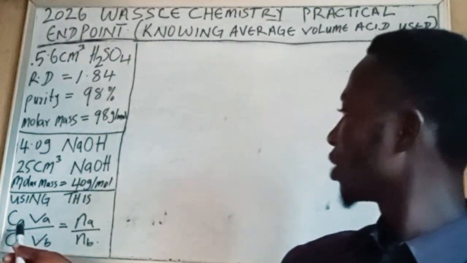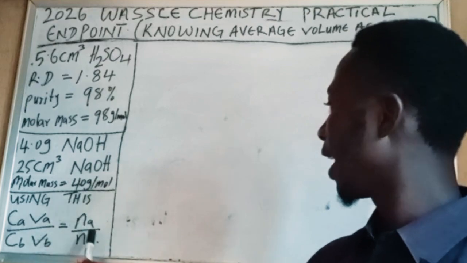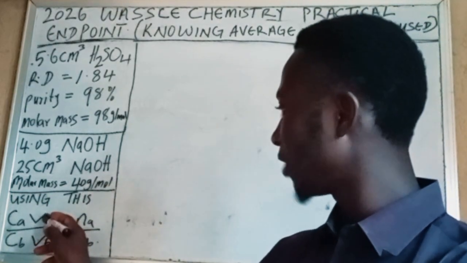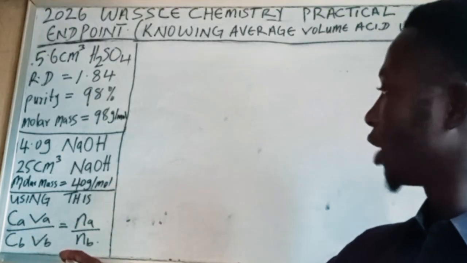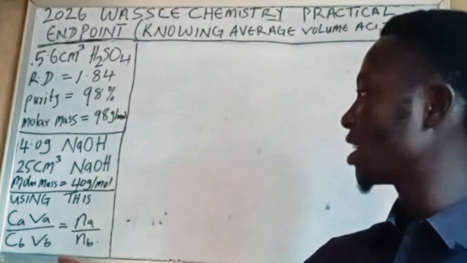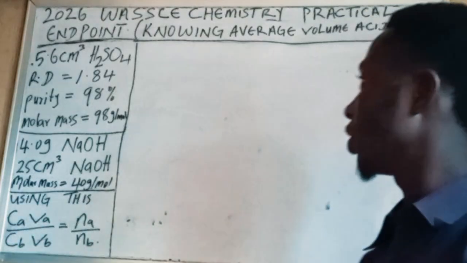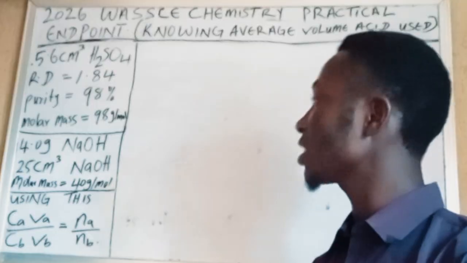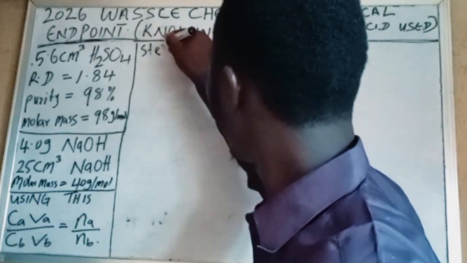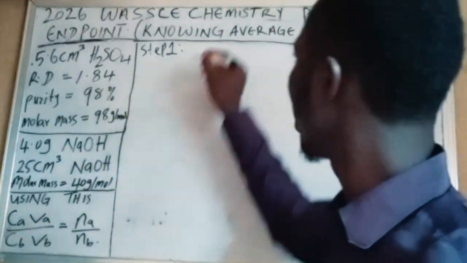In this formula here, you see CAVA over CBVB equal to NA over NB. We are to calculate the average volume of acid used. Before we arrive at this formula, we have about 3 steps to calculate our VA. The first thing we'll do, step 1, is to calculate CA.